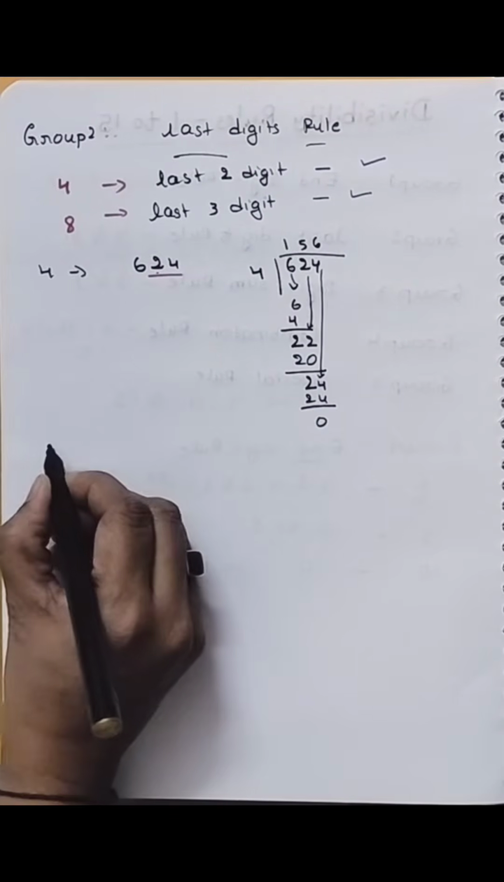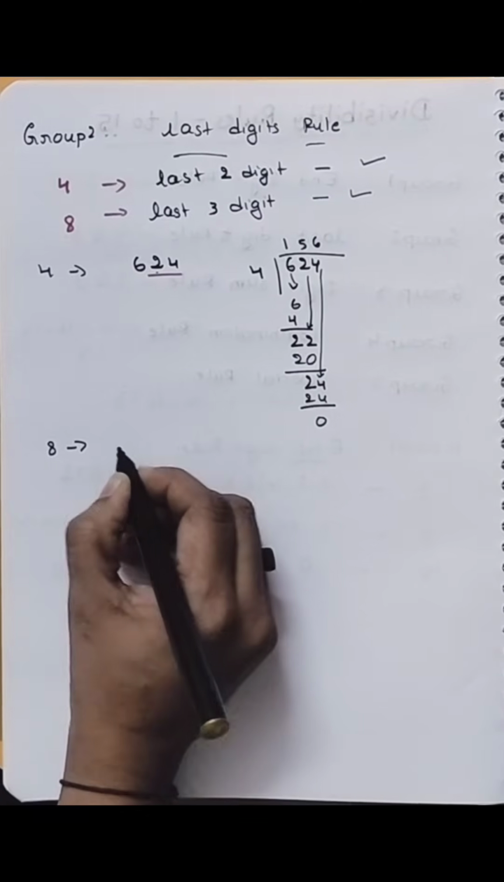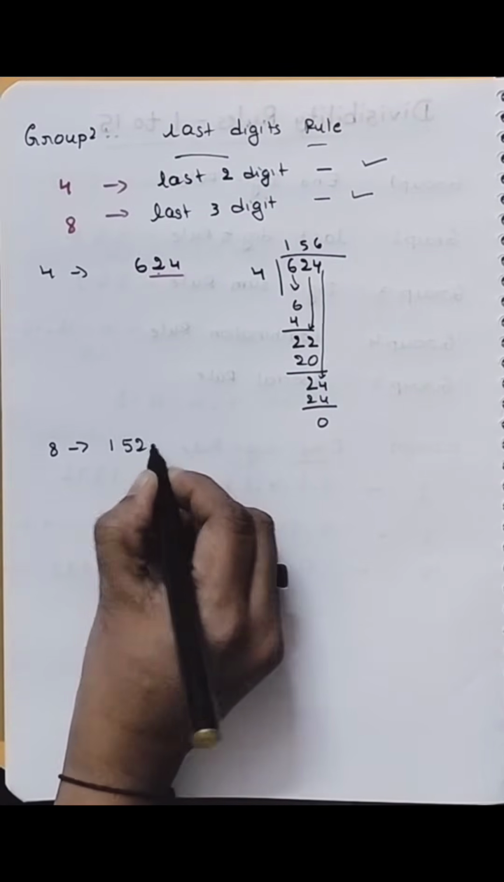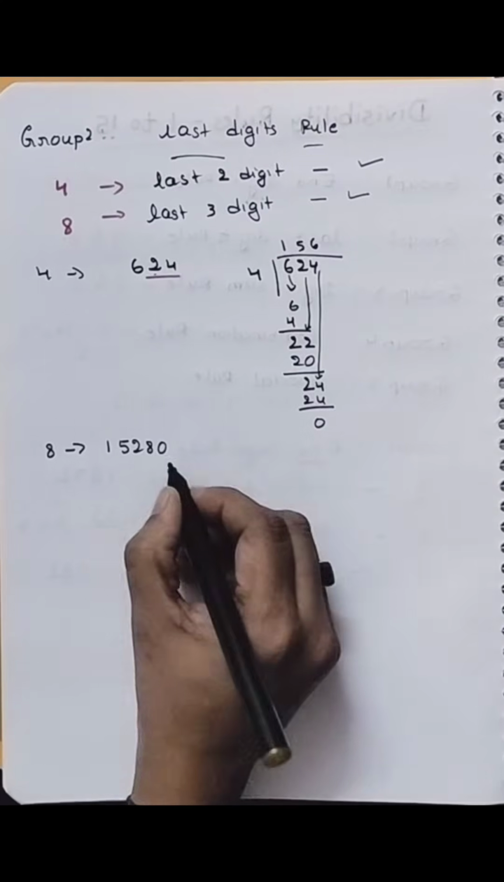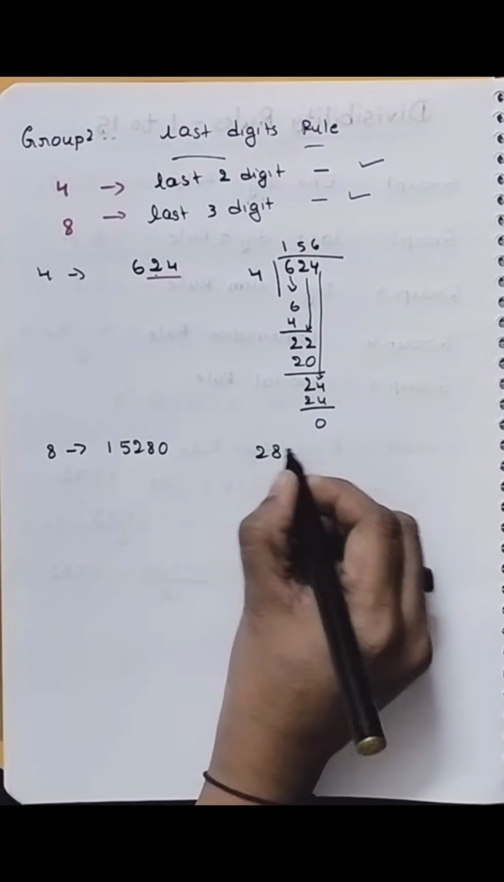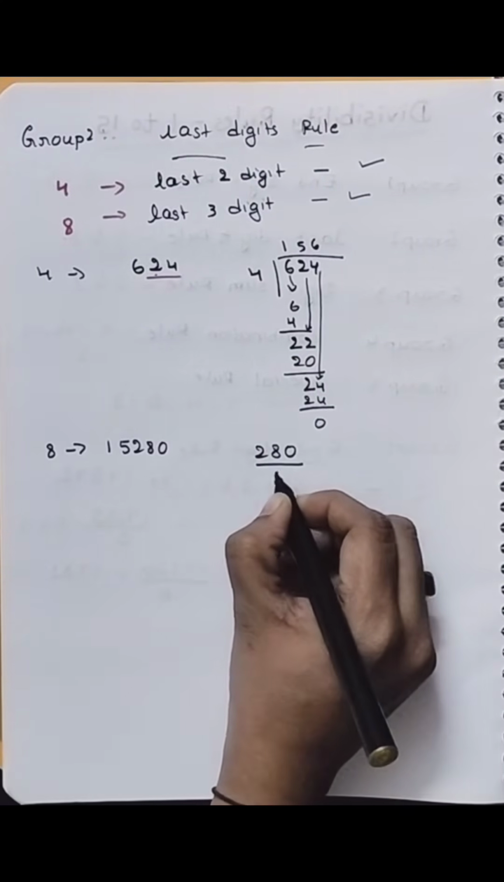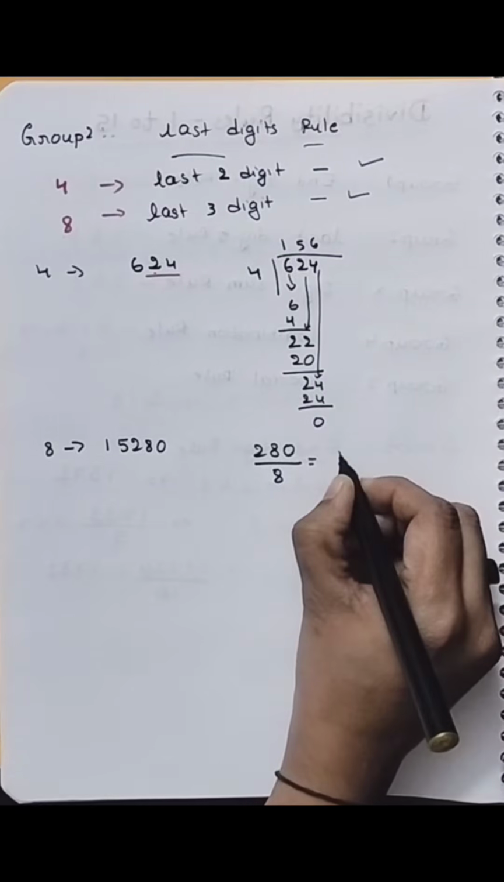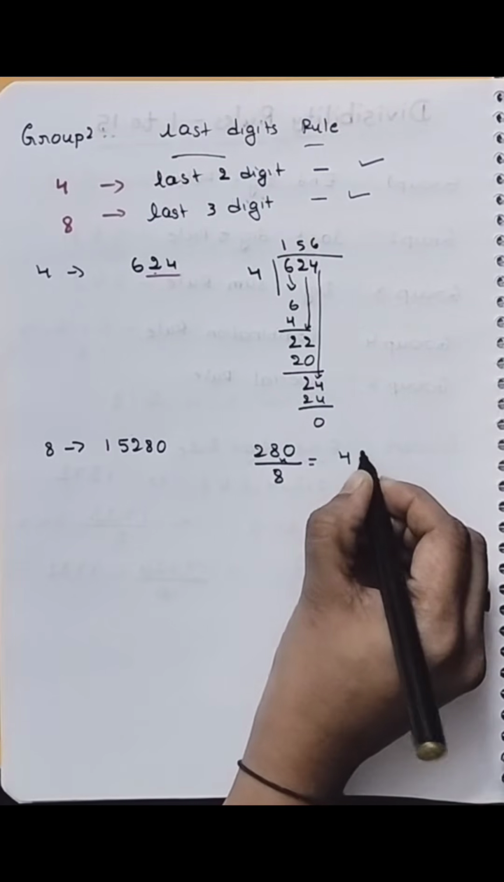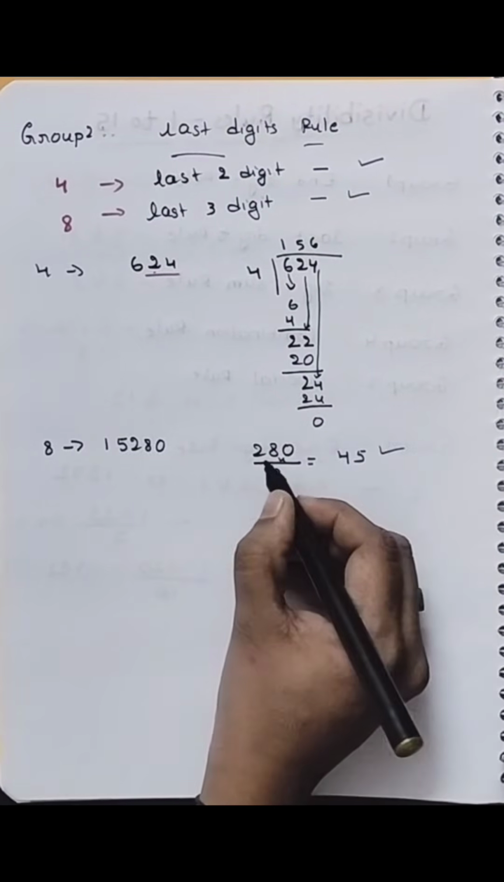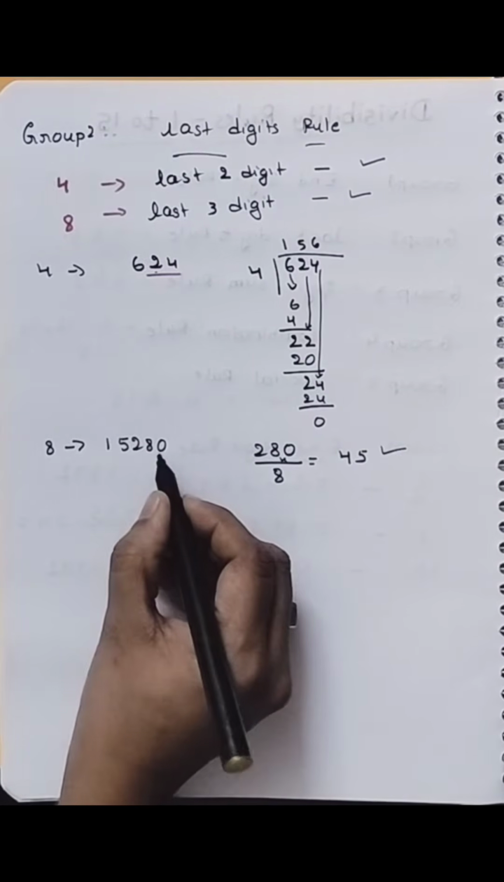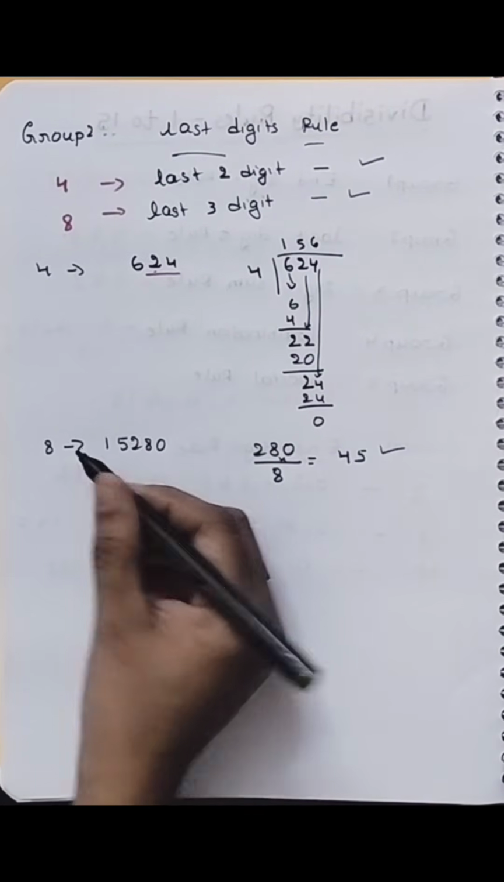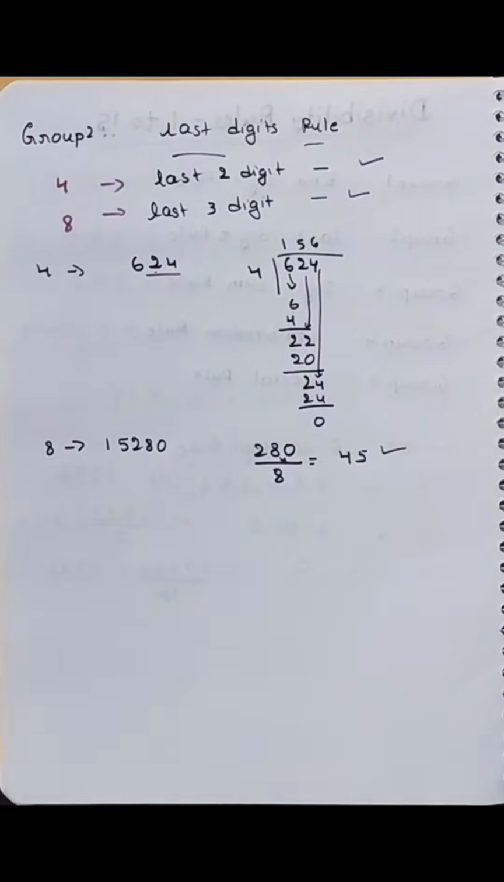Similarly, let's consider an example for 8. We'll take the example of 15,280, right? If we take the last three digits, 280, we have to check whether it's divisible by 8 or not, right? 8 fours are 32, 3 carry, and 8 fives are 40. So 280 goes with 8. So 15,280 also goes with 8. So this is the last digits rule.